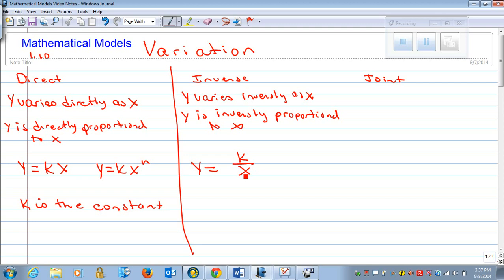I almost think direct is directly next to, and inverse is inverted or underneath. All these equations start out with y equals k. K again is still the constant.